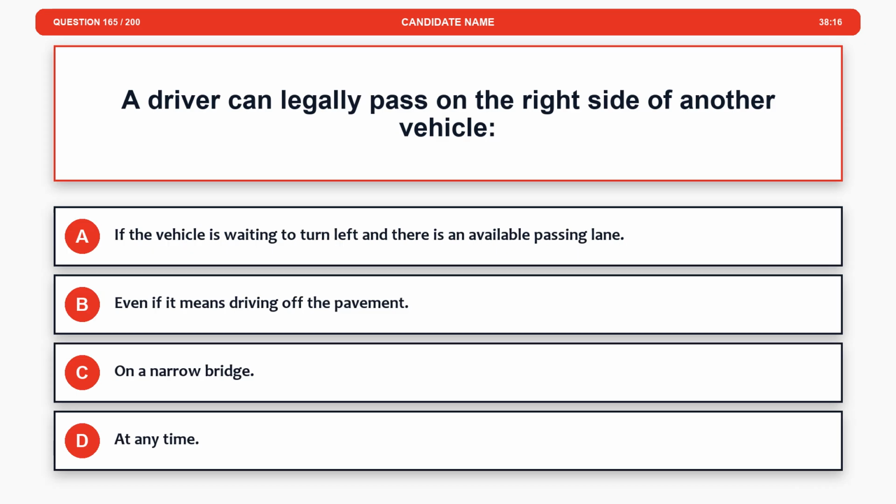Question 165. A driver can legally pass on the right side of another vehicle. Option A, if the vehicle is waiting to turn left and there is an available passing lane. Option B, even if it means driving off the pavement. Option C, on a narrow bridge. Option D, at any time.